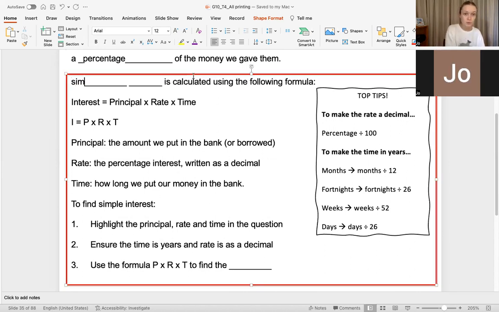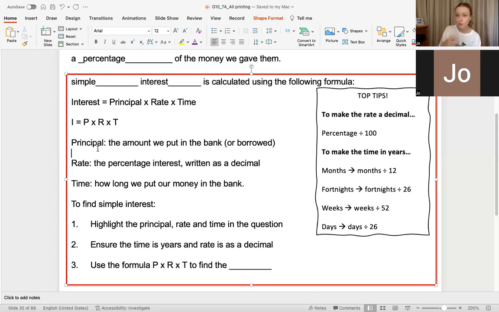So simple interest is calculated using the following formula. Interest is the principal times the rate, which is a percentage, times time. And we can shorten that to just interest is I, principal is P, rate is R, and time is T. Here's a definition for each of them. Principal means the amount that we give to the bank. It can also mean the amount we borrow from the bank.